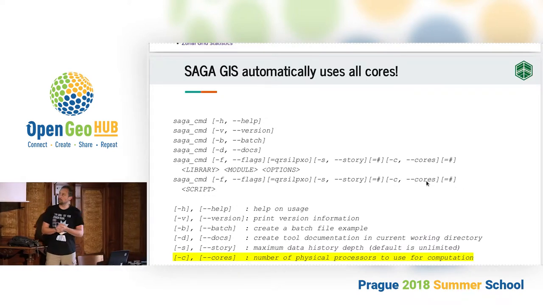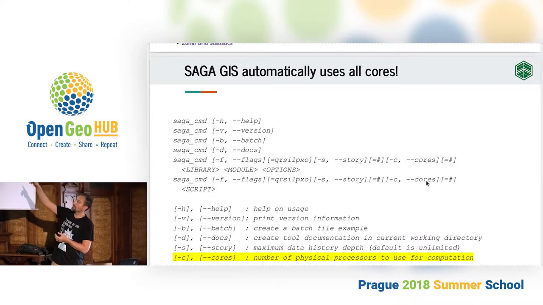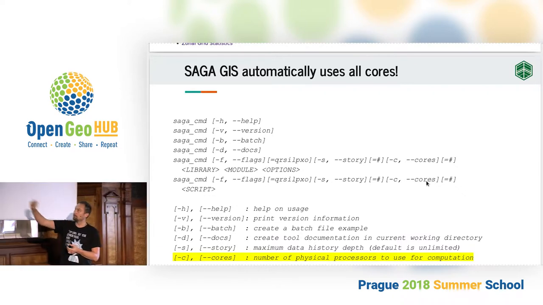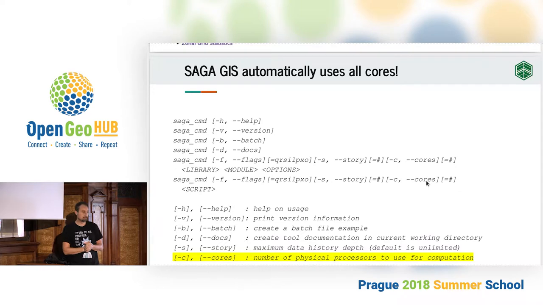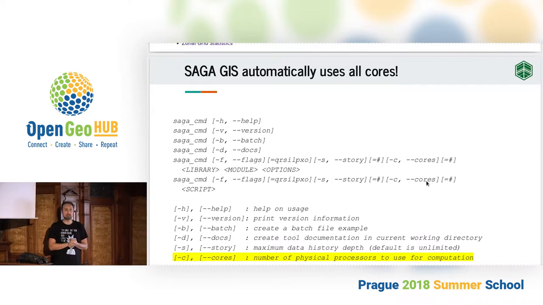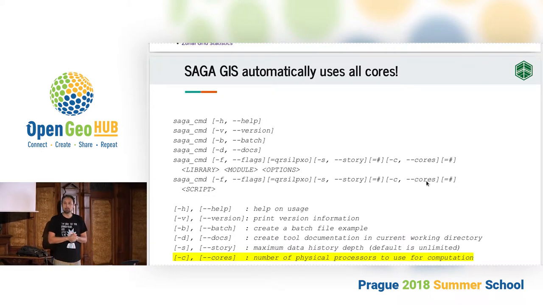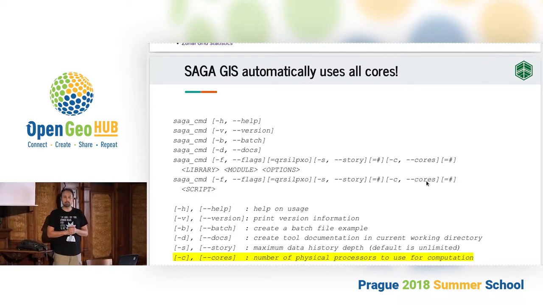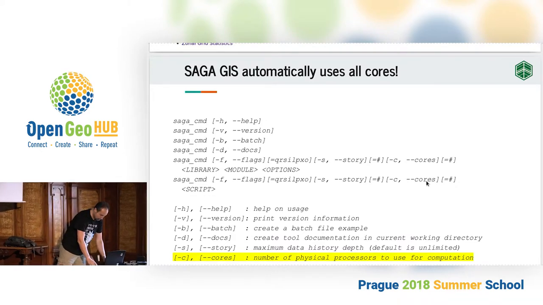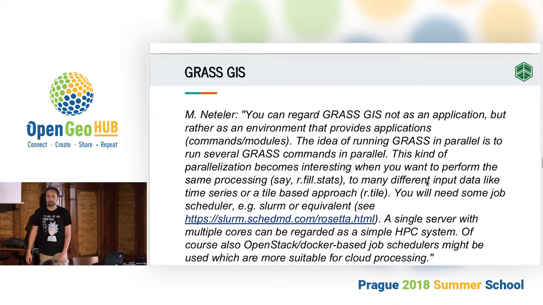If you look at the SAGA GIS command line, there is an option called -c, which is the number of cores. If you don't specify it, it will automatically take all the cores. So when I put SAGA GIS on this Ferrari, in one line I do big data processing. I don't have to say how many cores I have or ask for parallelization. It's automatic. So congratulations really to the SAGA GIS team.